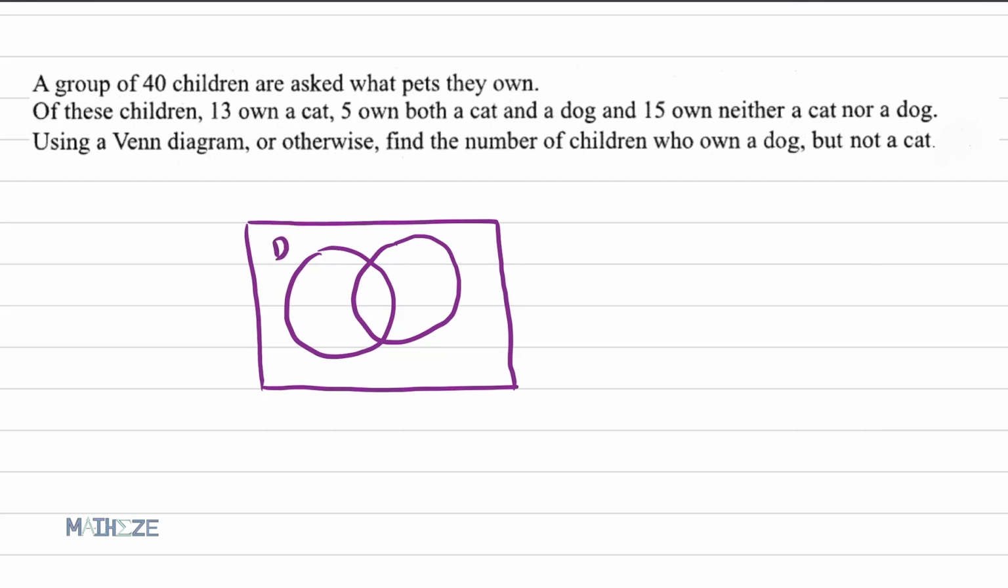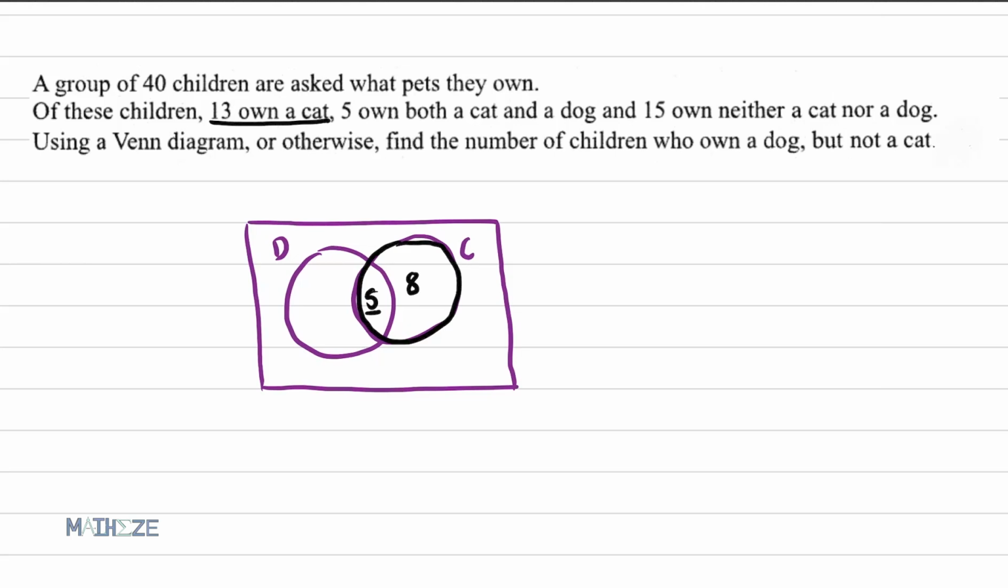Let's make one circle for dog, one for cat. We know 5 people own both cat and dog. How many people own a cat? 13. So guys, this entire thing should be 13. If 5 have both cat and dog, so it's going to be 8. Now this makes 13. 8 plus 5 is 13.